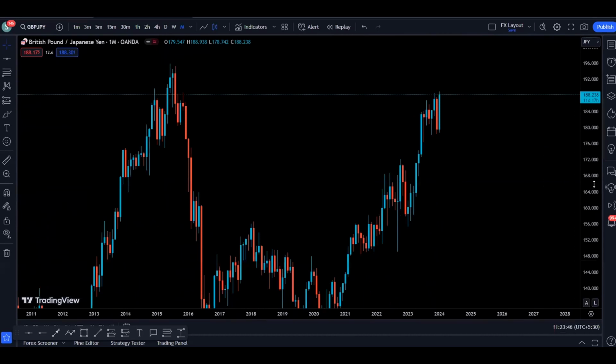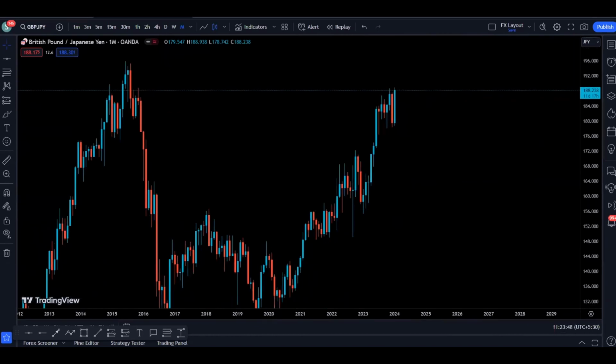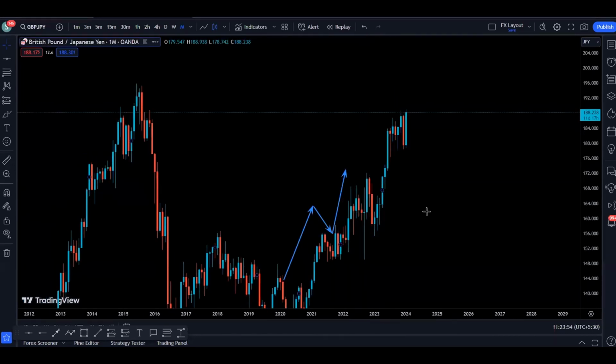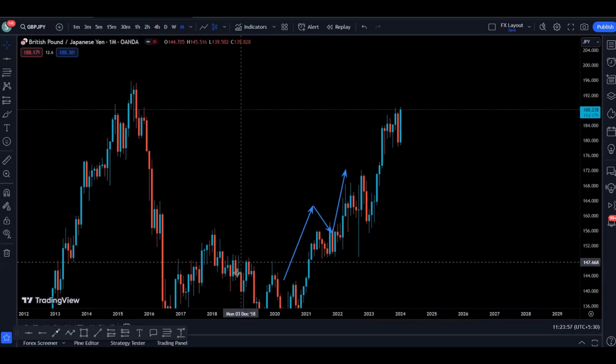As you can see, price is very much bullish because we are making higher highs and higher lows on the monthly time frame. So we created a high, we created a higher low, higher high, higher low, and kind of higher high, higher low. So we created kind of a new high.